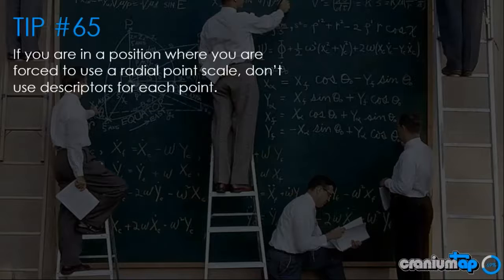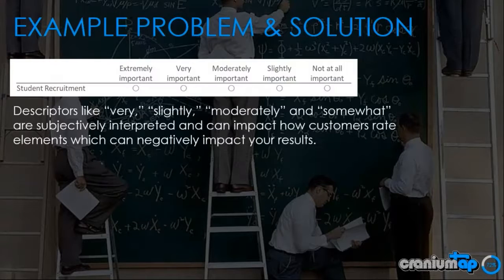Tip 65, if you are in a position where you can't use a visual sliding anchor scale and you have to use radial points, at the very least, don't use descriptions for each point. And here's an example of one of those scales. You can see it says extremely important, very important, moderately important, slightly important, not at all important. That's a lot of wording, number one. And then this was just one section out of a long list that was used.